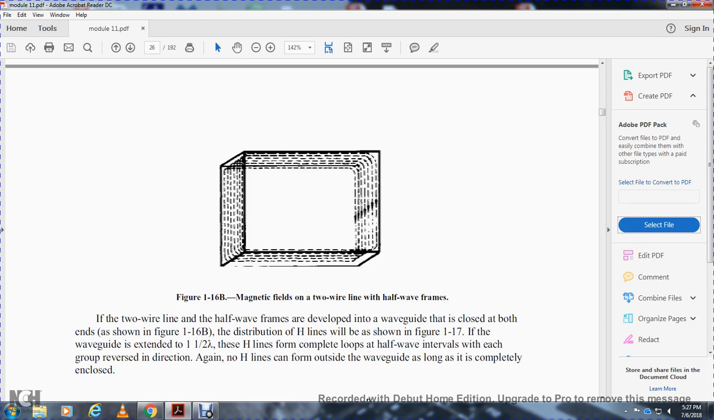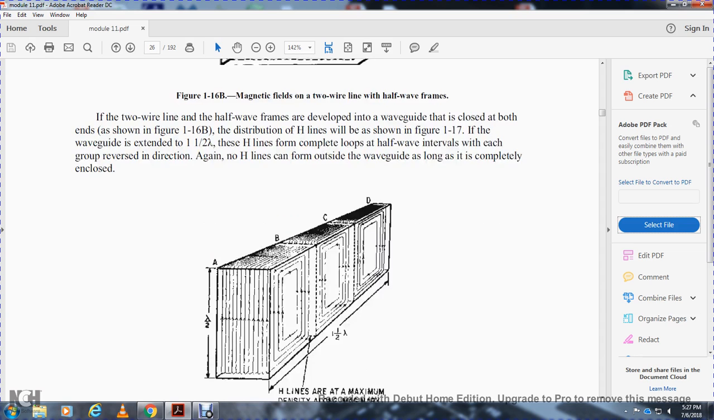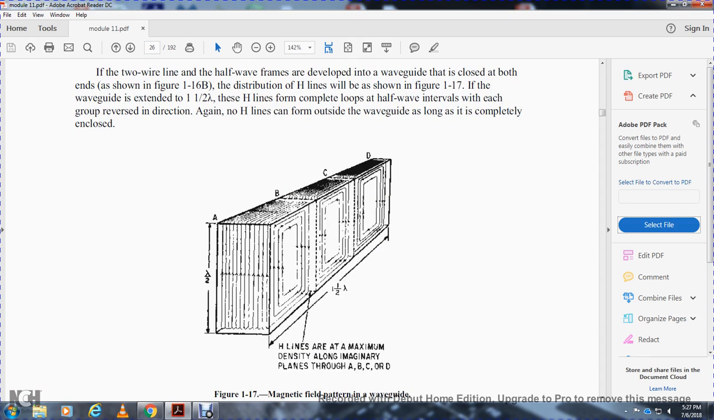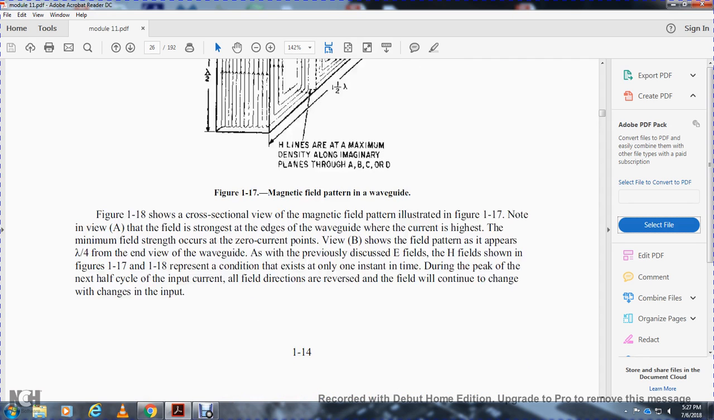The distribution of the H field is shown in figure 117, with the waveguide extended to one and a half wavelengths. These magnetic fields complete the loops at half-wave intervals, each with the reverse direction, and no magnetic lines can exist outside the waveguide as long as it is completely enclosed. Figure 117 shows the magnetic field pattern of the waveguide at planes A, B, C, and D. The magnetic lines have their maximum density along the imaginary planes A, B, C, and D.